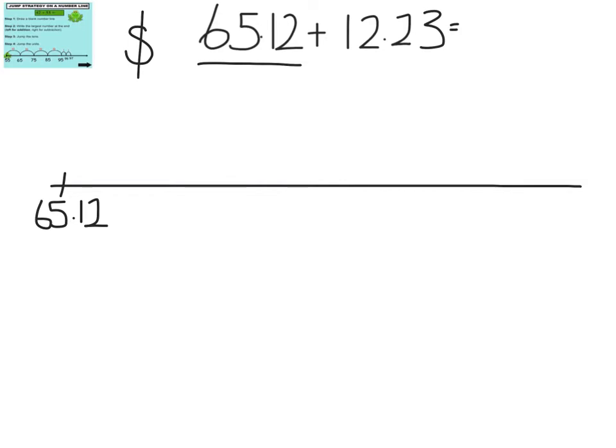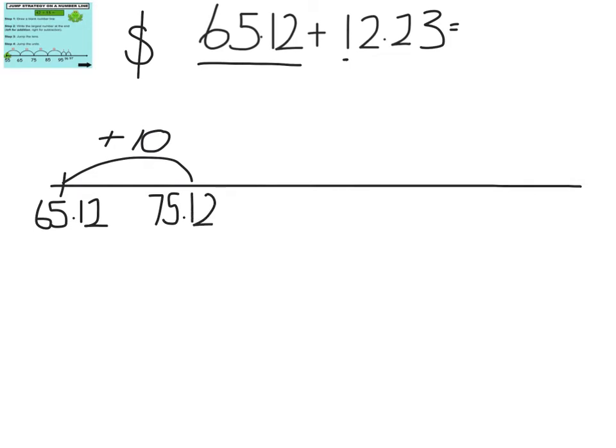All right, so the first thing we're going to do is we're going to add our tens. So I've got 1 ten, so I'm going to plus 1 ten. So I'm going to have 75 and 12/100ths or 12 cents.